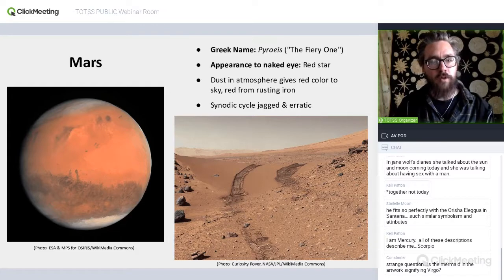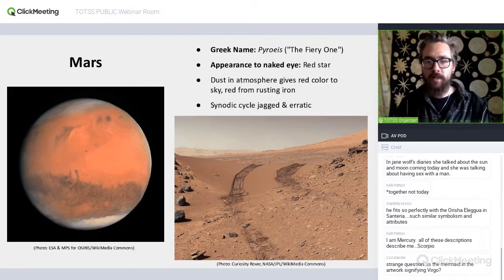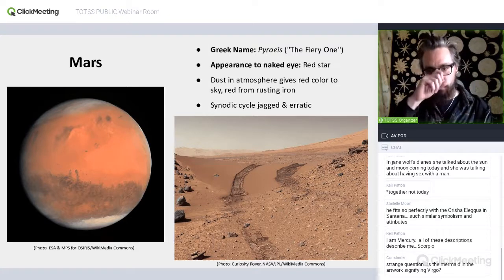All right, now we have Mars, the red planet. So the Greek name, something like Pyroeis, meaning the fiery one. Appearance to the naked eye as a red star, very distinctive in the sky. That red color is caused by dust in the atmosphere, which is actually rusting iron, and as we'll see, iron is the metal of Mars.